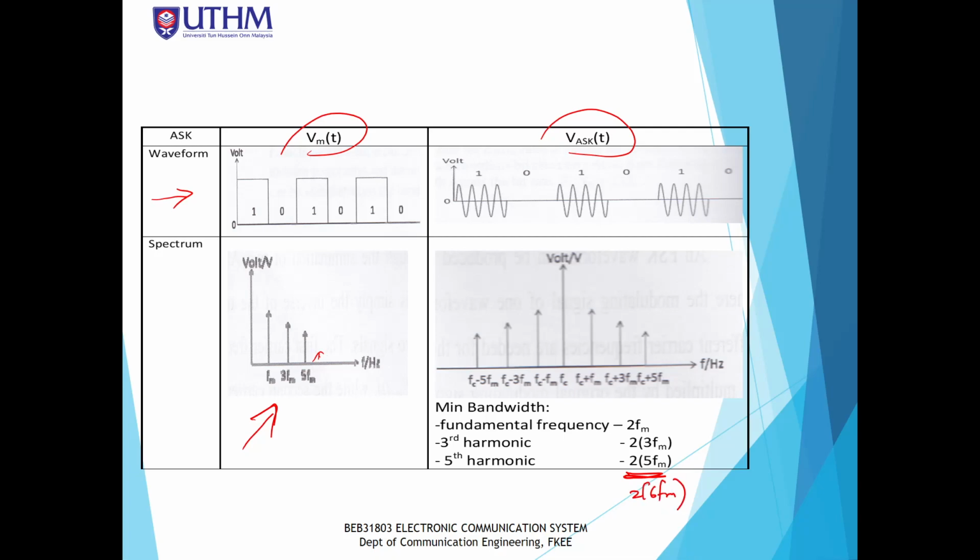So the general equation is 2 times x fm. If it is 1 fm, then 2 times fm. If it is up to 5th harmonics, that means 2 times 5 fm. So it is 2 times the input frequency. So this is the bandwidth for ASK.